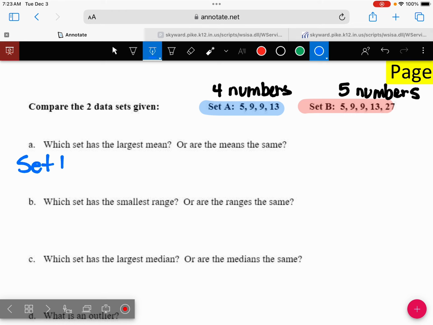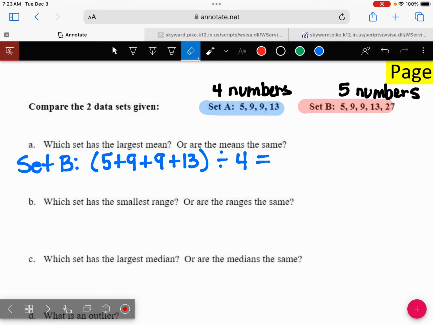So set B, that would be 5 plus 9 plus 9 plus 13. That's divided by 4. See what you get? I didn't mean to say set B. That's set A. So go ahead, pick up your calculator. See what you get.